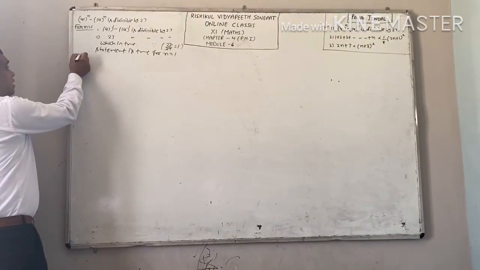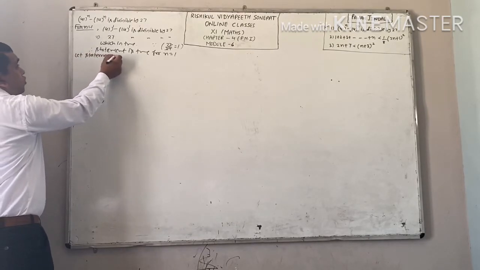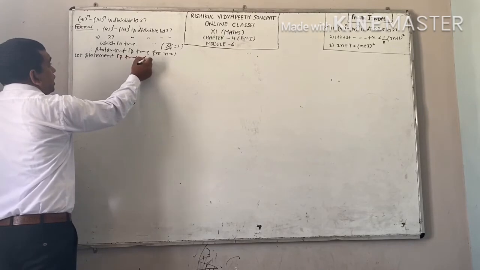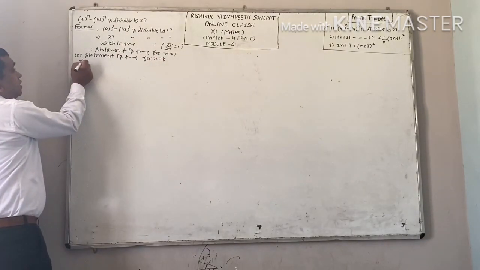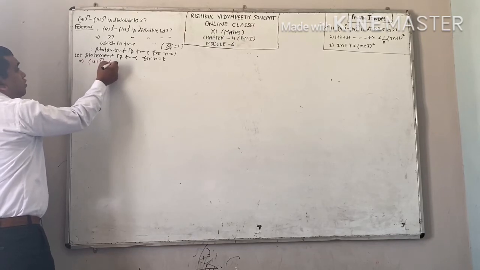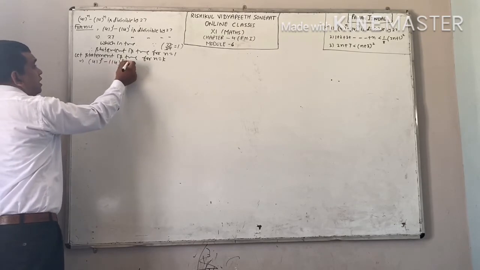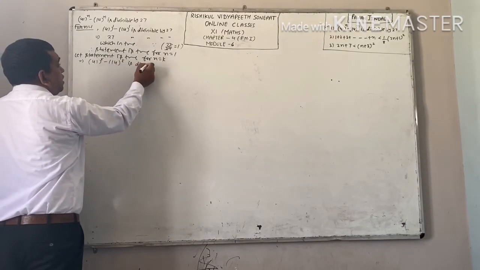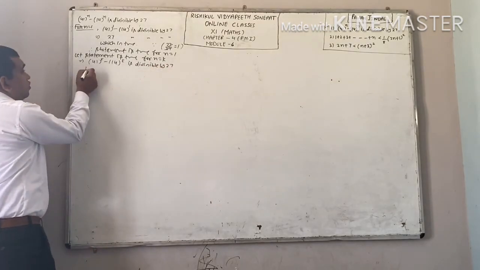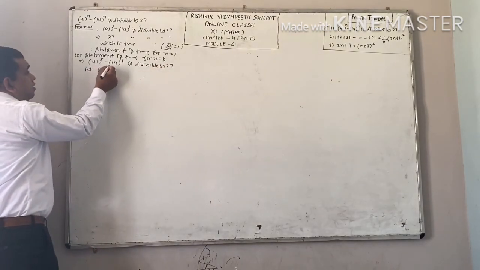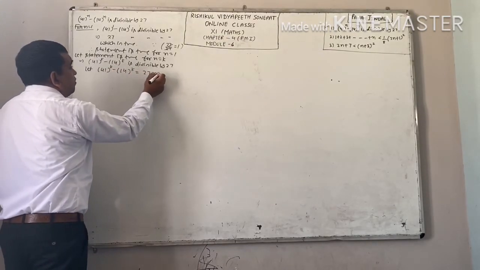Next step, let statement is true for n equal to k. Put n equal to k, you will get 41 raised to power k minus 14 raised to power k is divisible by 27. Since it is divisible by 27, therefore you can consider it as multiple of 27, or you can say 27m.